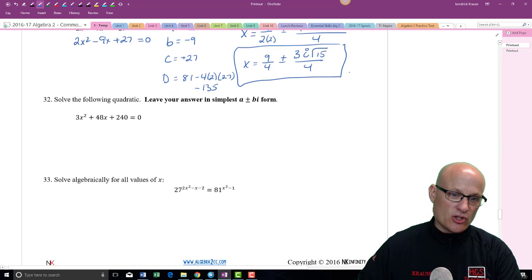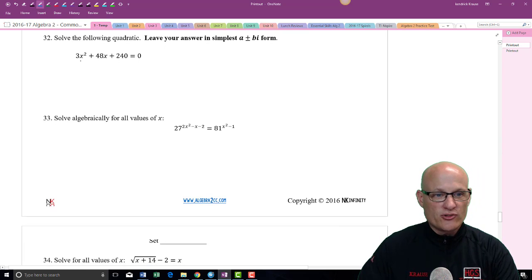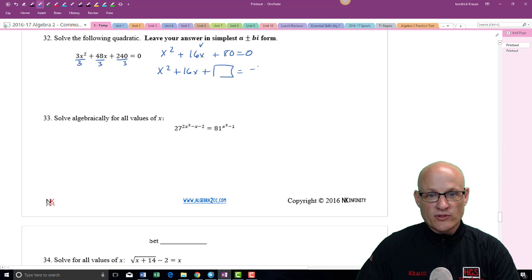Now this next one could be done that way, but I think actually the easiest way to do it is to first use completing the square. So we're going to divide by 3, and divide by 3. So I get x squared plus 16x plus 80 equals 0. Because this is still even in the middle, I can use complete the square. So x squared plus 16x plus square equals negative 80 plus square.